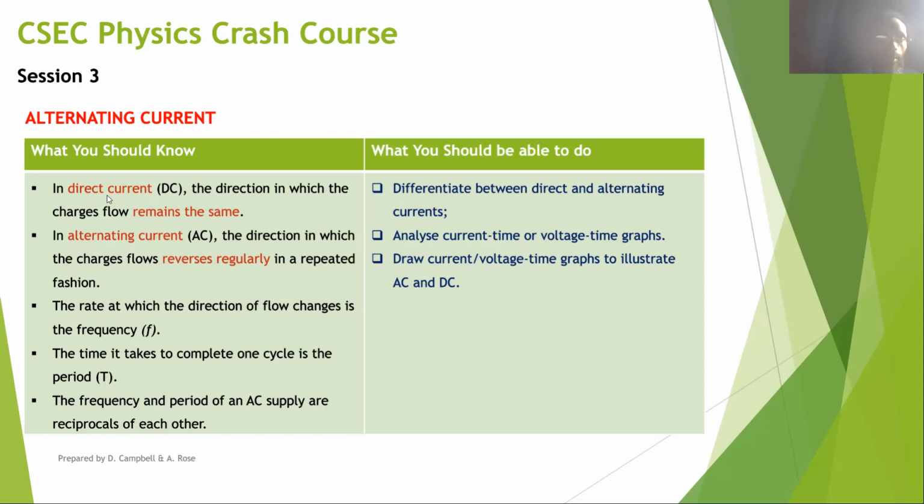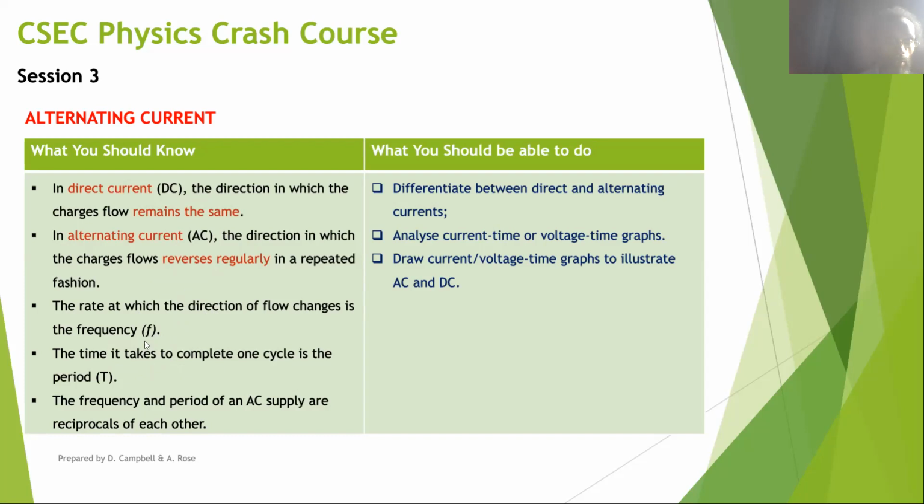So direct current is where the current direction, or the direction in which the charges flow, remains the same. There is no change in the direction. Whereas in alternating current, or AC, the direction in which the charges flow reverses regularly in a repeated fashion. Now, the rate at which the direction of flow changes is known as the frequency of the AC. So the AC current has a frequency. You don't have any frequency in direct current. And frequency is represented by F.